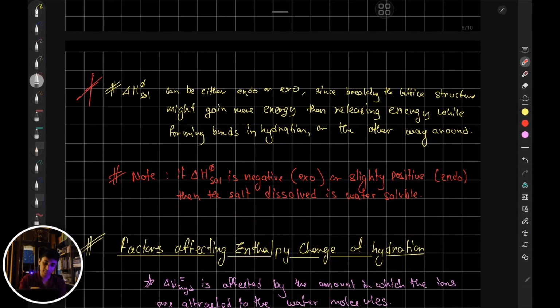Right. So del H solution can be either endo or exo, depending on the amount of energy released for hydration and the amount of energy taken in for breaking the lattice structure. So it depends on both of those. So for del H solution, if it is really exothermic or only slightly endothermic, the salt will dissolve in water, meaning the salt is water soluble. So if it is much more exothermic, it's supposed to be much more soluble.